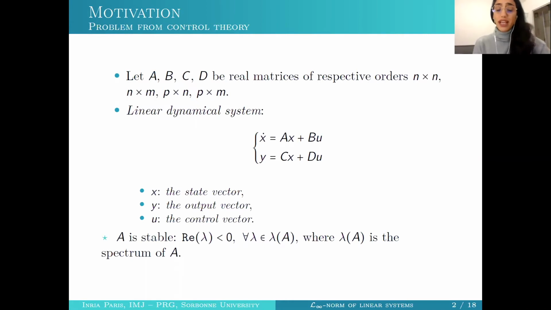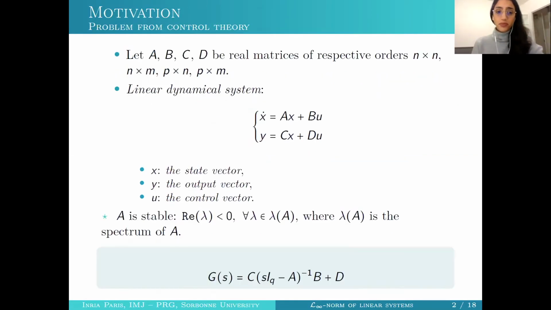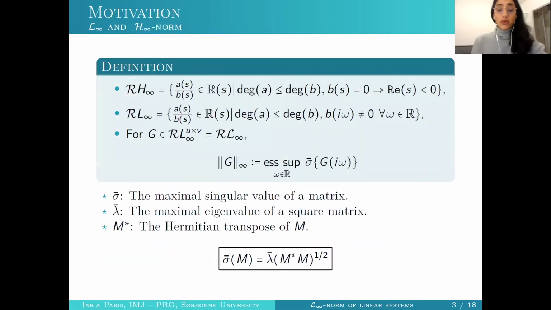And we assume that A is stable, that is to say that all the eigenvalues of A have negative real parts. Thus, the transfer function will be denoted by G of S as follows. So here we have the set of rational functions that are proper and stable, and the matrix consisting of these elements will be called the matrix valued function.